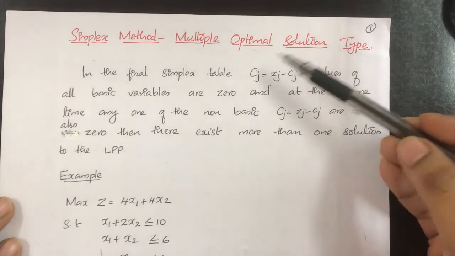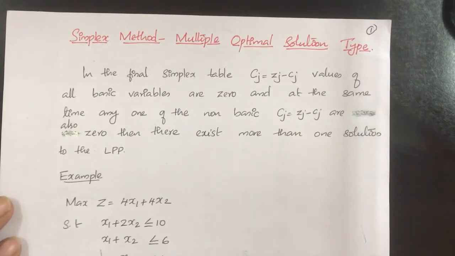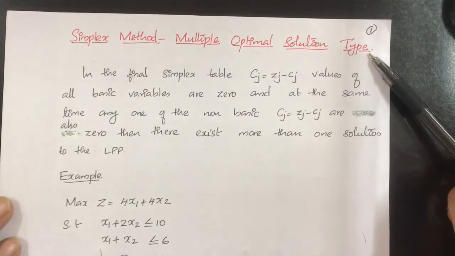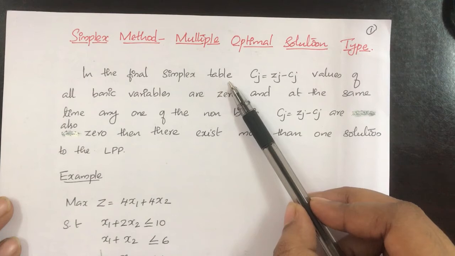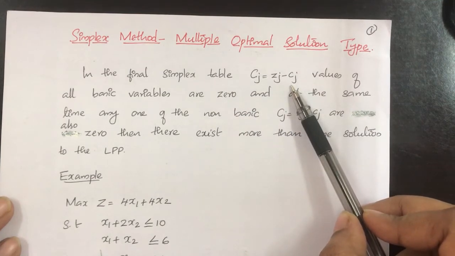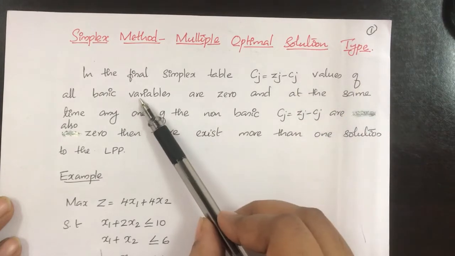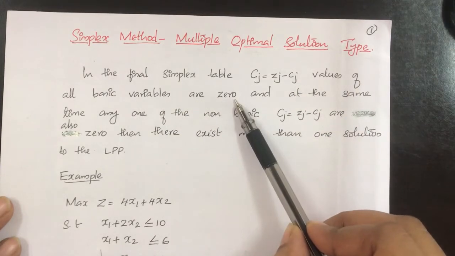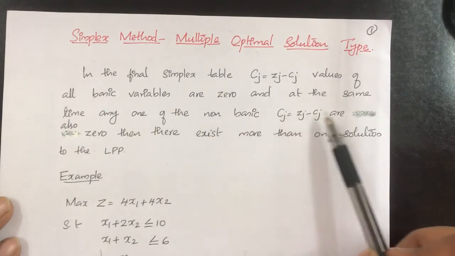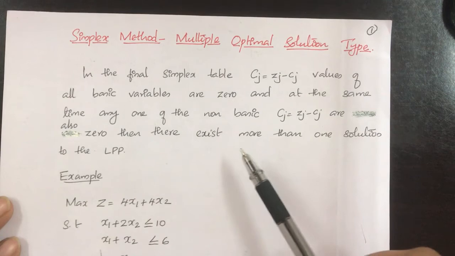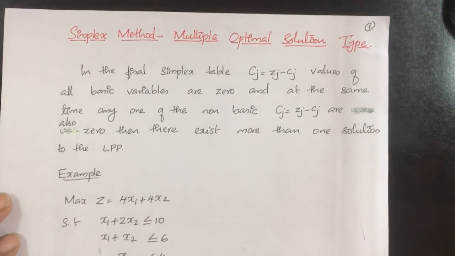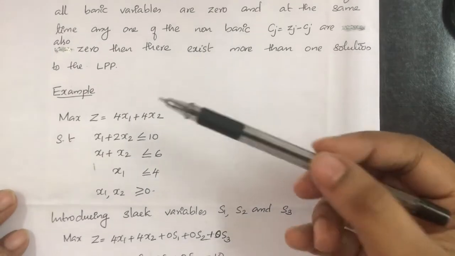Now we can discuss some special type problems in the simplex method, the multiple optimal solution type. In the final simplex table, where capital Cj equals Zj minus Cj, if the values of all basic variables are 0, and at the same time any one of the non-basic variables is also 0, then there exists more than one solution to the LPP. I can explain using an example.